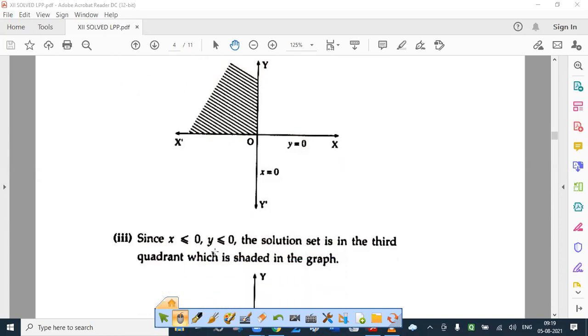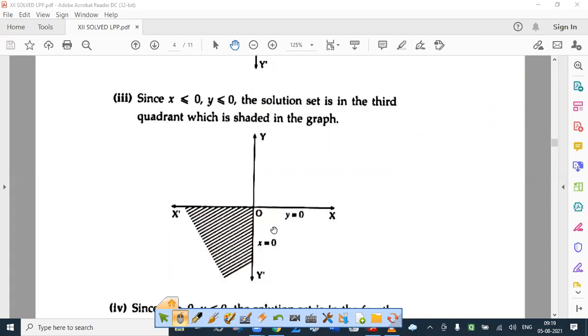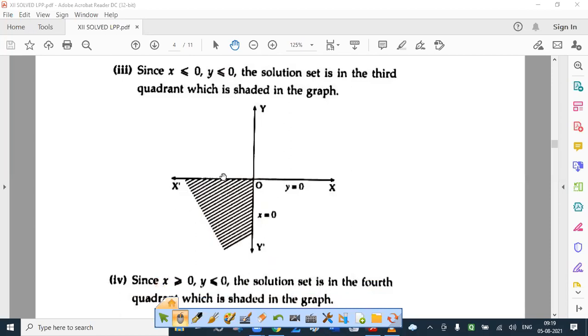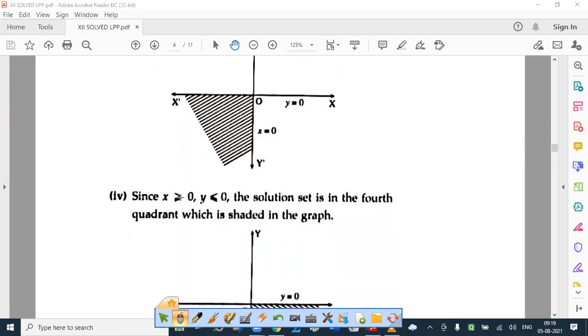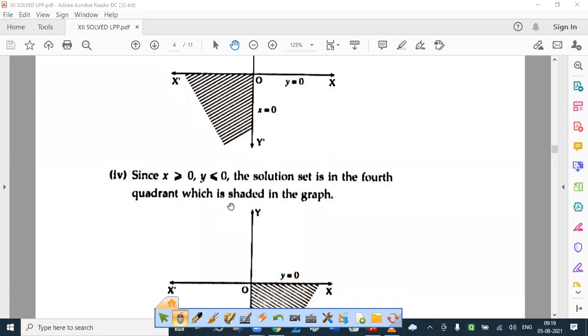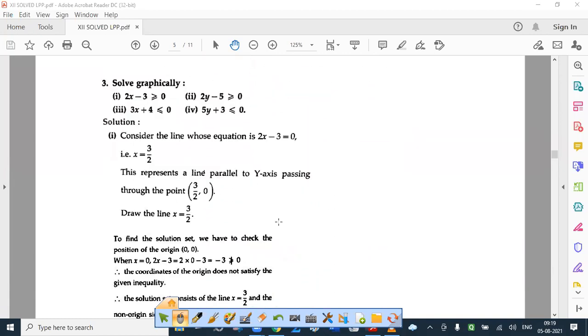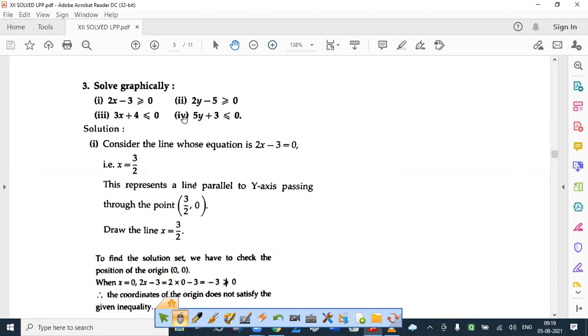Now x is less than or equal to 0, y is less than or equal to 0. The solution set is in which quadrant? Third quadrant, including origin, points on the negative x-axis, points on the negative y-axis. Now x greater than or equal to 0, y less than or equal to 0. The solution set is in the fourth quadrant. Okay, this is not difficult.